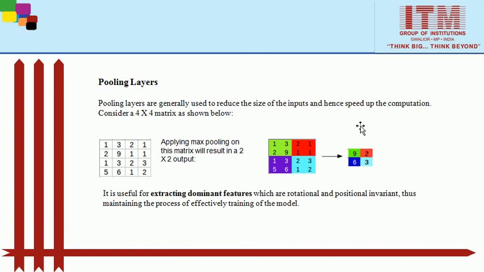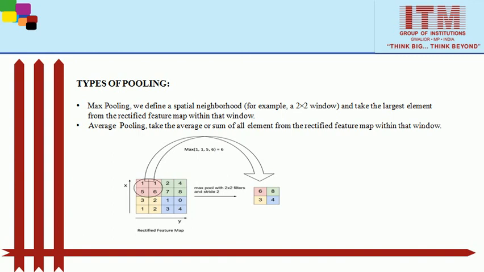Pooling, as I said, is used to reduce the size of any input. So how does it reduce? Basically, students, it is used to extract the dominant features, which are rotational and positional invariant, thus maintaining the process of effective training of the model. Basically, pooling is of two types: max pooling and average pooling.